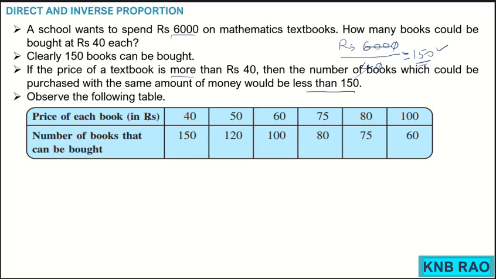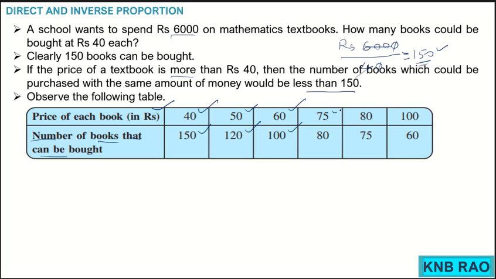In this table, I have taken one column containing the price of each book in rupees, and another column with the corresponding number of books that can be bought out of a fixed 6,000 rupees. If each book is 40, I will buy 150 books. If each book is 50 rupees, then I can buy only 120 books. If each book is 60 rupees, then I can buy 100 books.